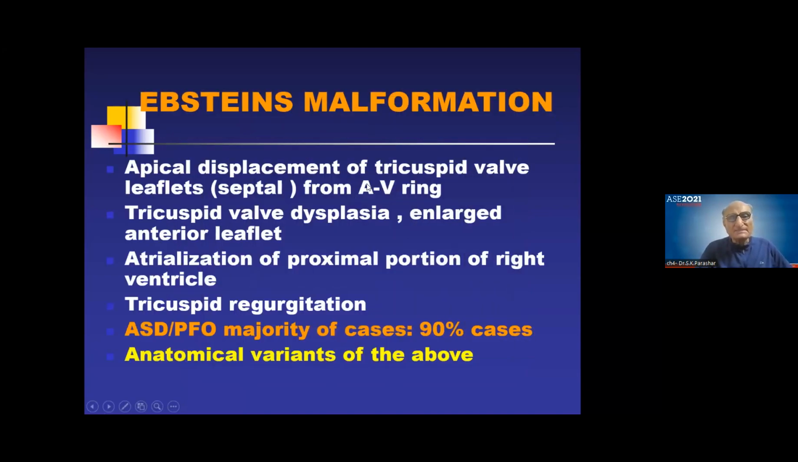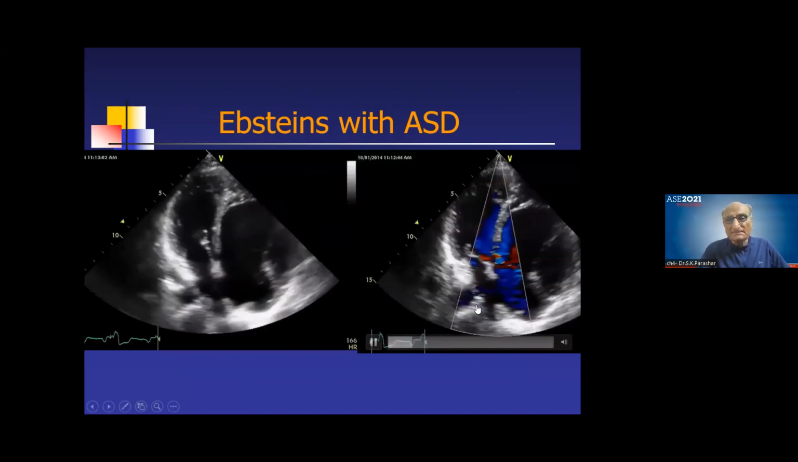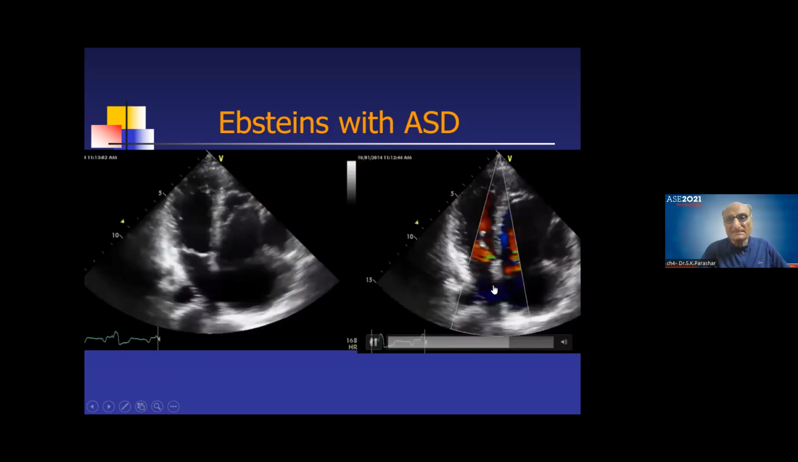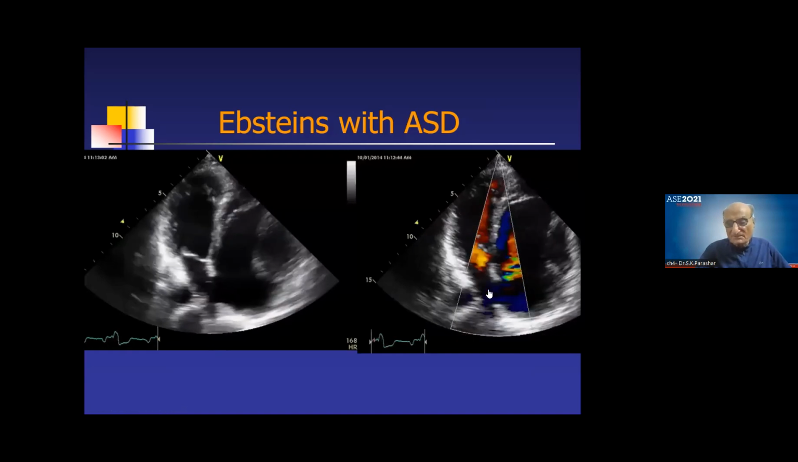So there is an apical displacement of the tricuspid ring, an enlarged anterior leaflet, and tricuspid regurgitation, and you see the majority of them have an ASD or a PFO in 90% of the cases. And then there can be anatomical variants of the above. So again, you see this ASD present, this is LA, this is the RA, ASD present. So the whole of the features of Ebstein's are present.